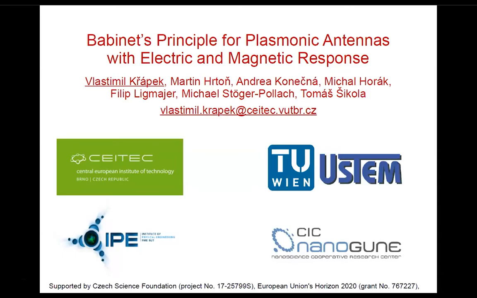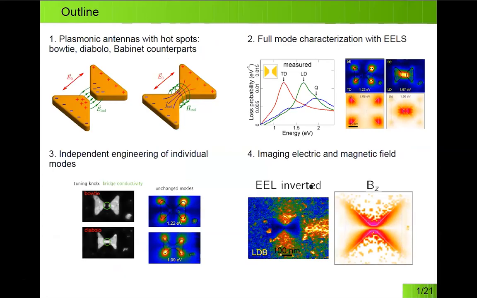So the title of my presentation is Babinet principle for plasmonic antennas with electric and magnetic response, and let's see what that's about. So here's the outline, and basically we are studying plasmonic antennas, which are small metallic objects that support specific modes, resonances of charge oscillations, and those charge oscillations are related to local fields. And the fields produced by plasmonic antennas can be strongly enhanced in comparison to the driving field.